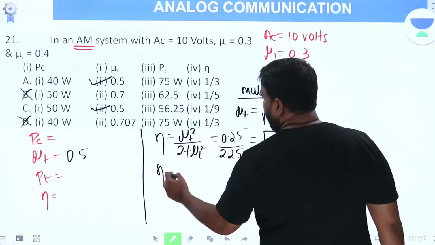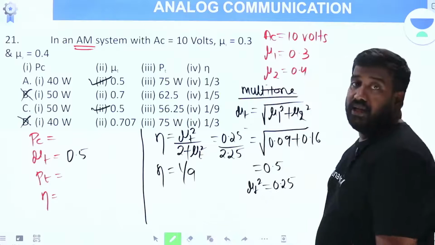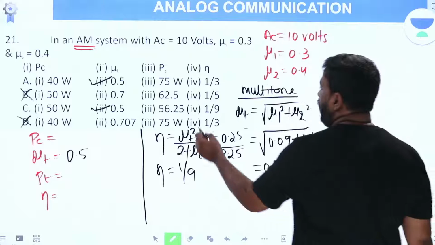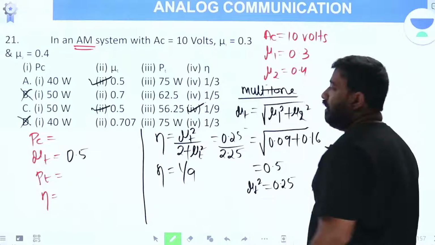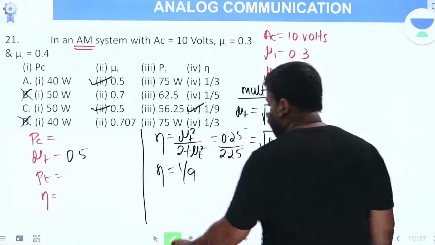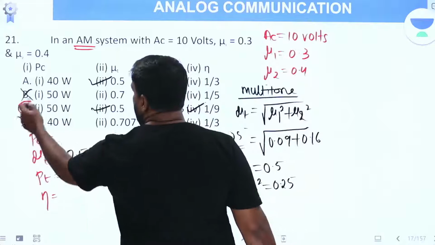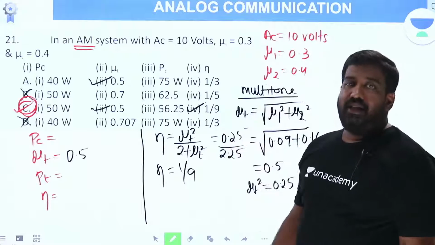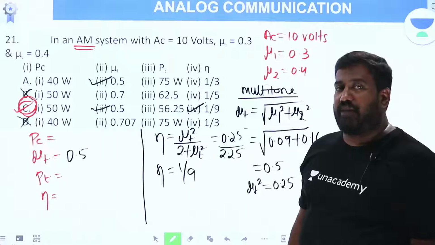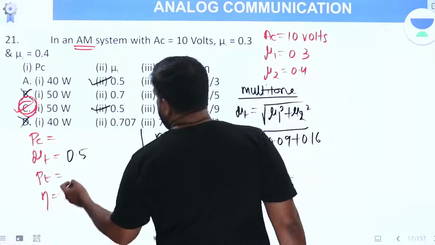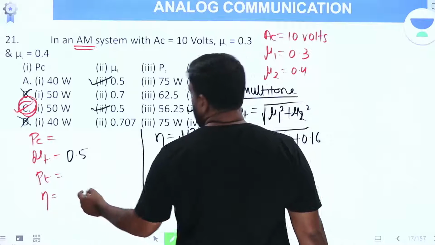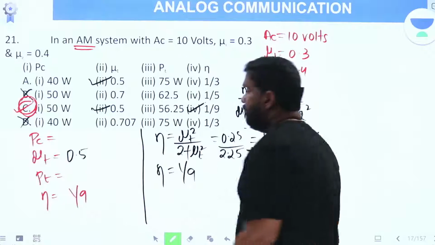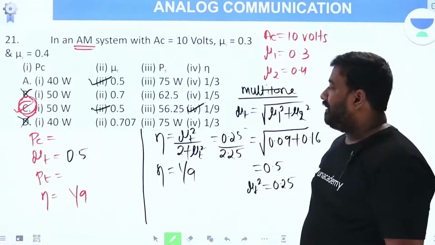As I told you, by elimination method you can solve the questions very easily. Eta is 1 by 9. Out of the available options A and C, only one option has eta as 1 by 9. So without any further processing, we can conclude that the answer is C, provided your calculations are correct. If you are very sure that the calculations are correct, this answer is done. That's why if you are using elimination method, you can save a lot of time. Sorry, the value of eta is 1 by 9. With this we can conclude that option C is the answer.